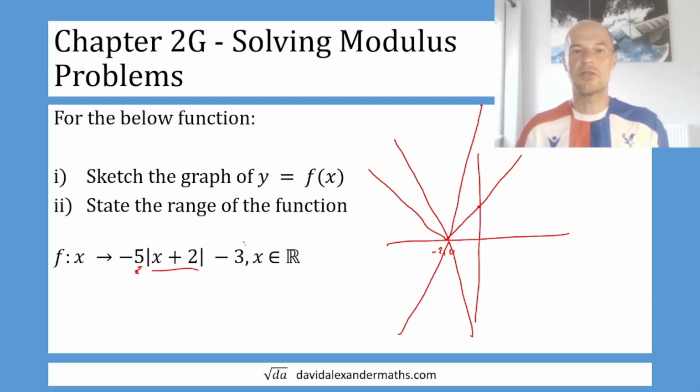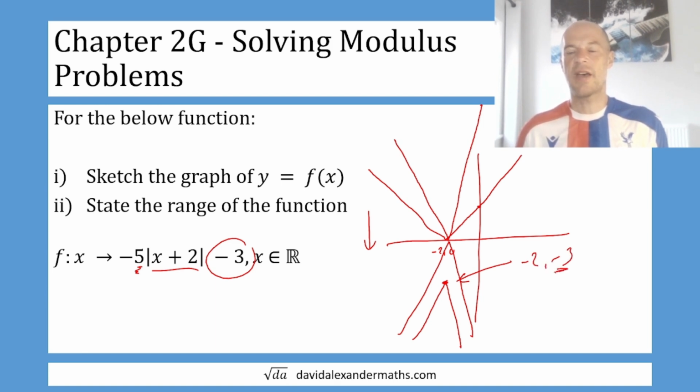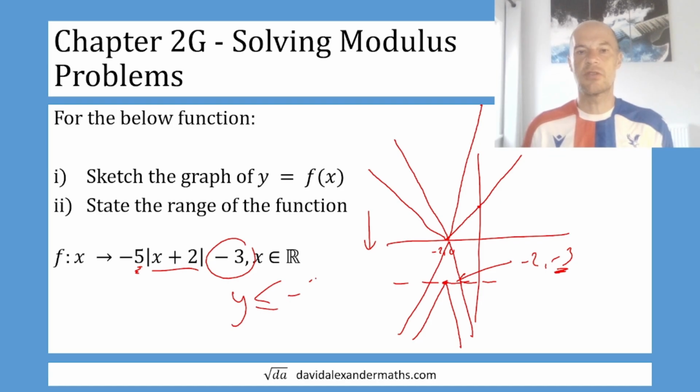And then we're going to do the minus 3, so we're going to drop it down 3. So -2, 0 will become -2, -3. So this point here is -2, -3, and that is the maximum y value. So we can see that the y value will be anything that is -3 or below. So y is less than or equal to -3, or the f of x is less than or equal to -3.